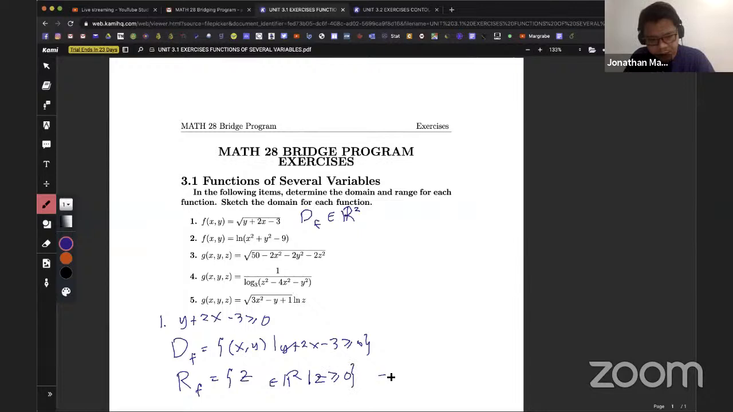Or pwede mo rin naman siyang isulat in interval notation as the interval 0 to positive infinity. Or you can also write it as R plus with 0. Okay? So in this last notation, this is just the set of non-negative real numbers, or yung mga positive real numbers including 0. Okay?